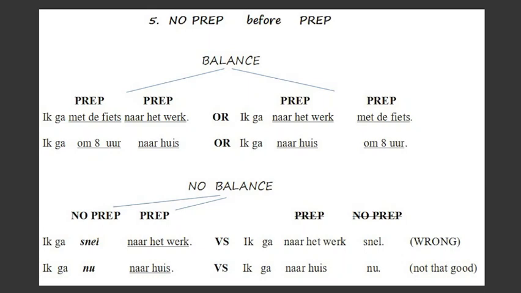On the other hand, if you have one sentence part without a preposition and another sentence part with a preposition, it is wiser to put that one later. So you should say, "ik ga snel naar het werk", and not, "ik ga naar het werk snel." Also, the sentence, "ik ga nu naar huis", is better or more standard than, "ik ga naar huis nu."